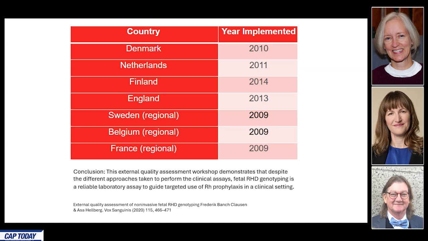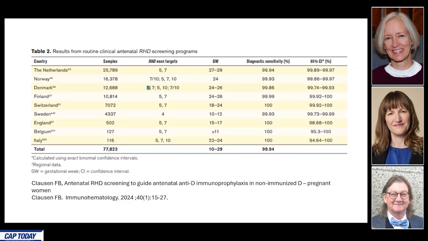Further to that, there have been many external quality assessment workshops that compared the results of these various programs. These QA studies demonstrate that despite quite different approaches taken to perform the clinical assays, fetal RhD genotyping is a very reliable laboratory test that can guide targeted Rh prophylaxis in a clinical setting. So it's available, it works.